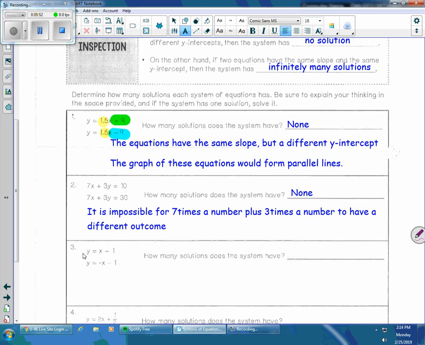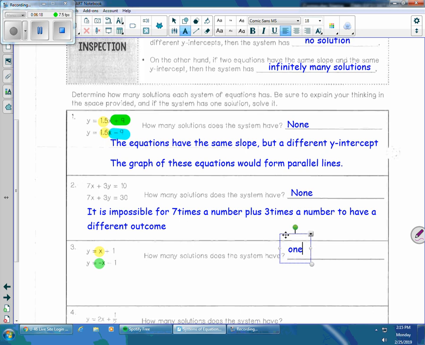Again, I'm going to go back. They're both in slope-intercept form. So the first thing I'm going to do is check my slopes. This one is a positive. This one is a negative. My slopes are different. It does not matter what my y-intercepts are. If my slopes are different, the lines are going to cross and there's going to be one solution.